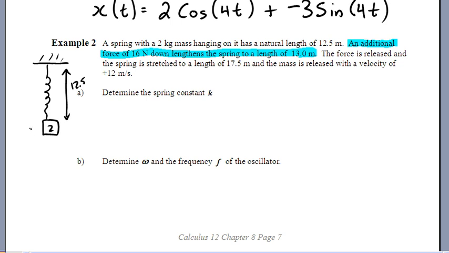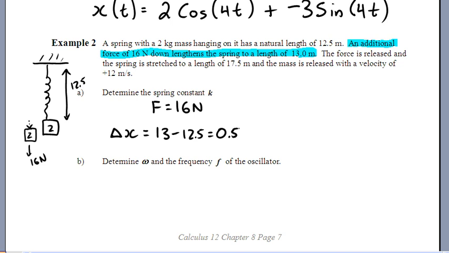So when you pull down on it with 16 newtons, then that 2 kilograms just goes down a little bit, it looks like half a meter, from 12.5 down to 13 meters. So when I go to find this spring constant, yeah, it's great that they're telling me, oh, well, here's a story. We're going to apply 16 newtons on it. Okay, but how much did it extend, right? What was that change in x? Well, we are now 13 meters long. We used to be 12.5, so it looks like it grew by 0.5 meters.